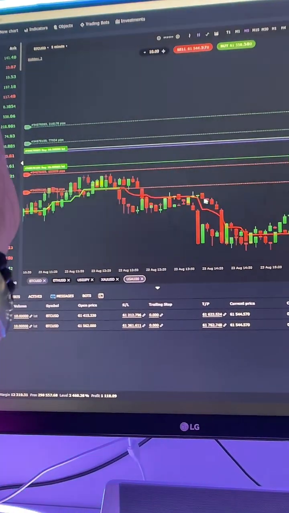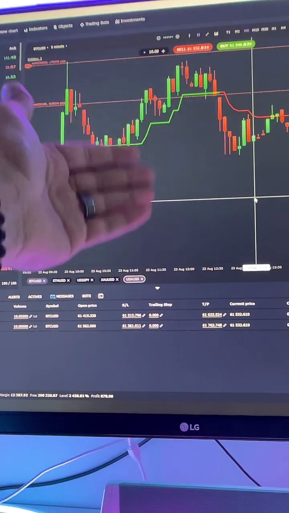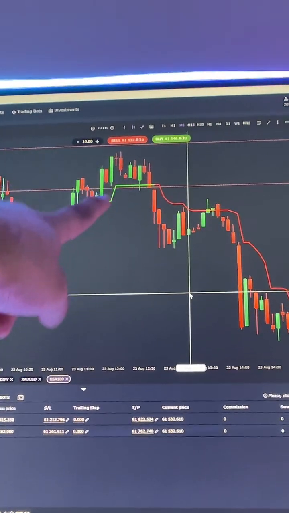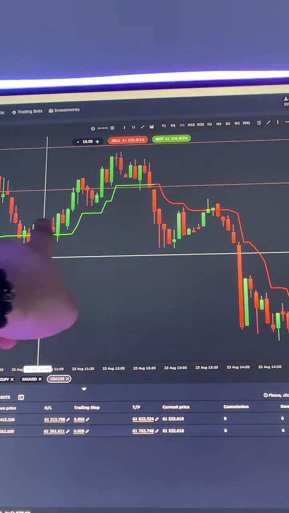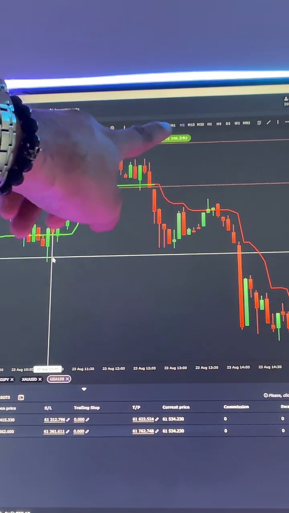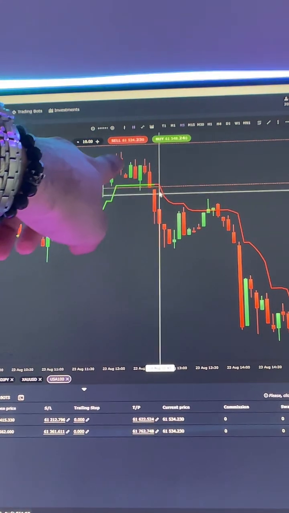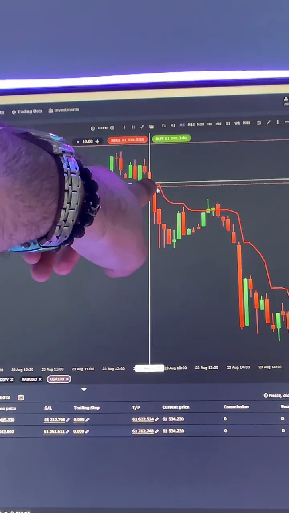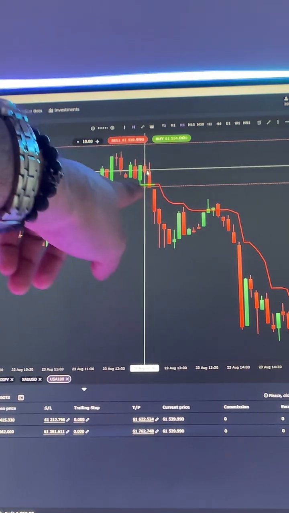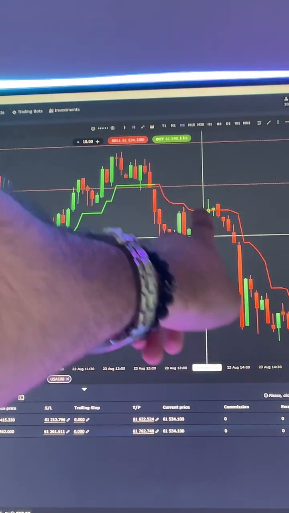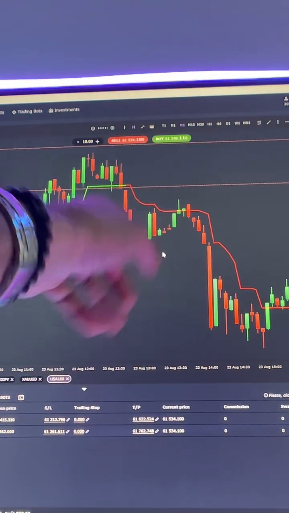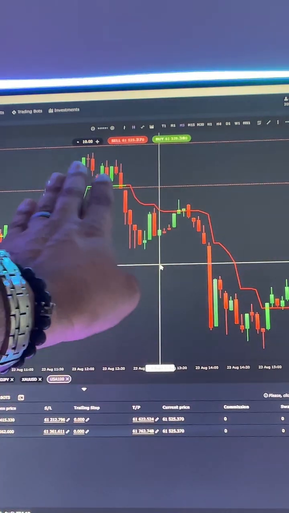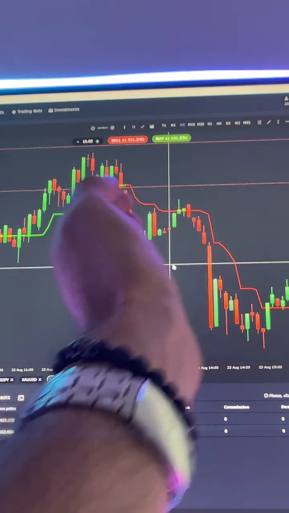Now let's actually go back in history and look for other examples. Now let's look at this example right here. So we were in an uptrend already. Now right here, we were to enter a sell trade, which means that we're able to make money on the way down. Imagine this huge move down here. That's thousands and thousands of dollars that we can make just by following the trend.